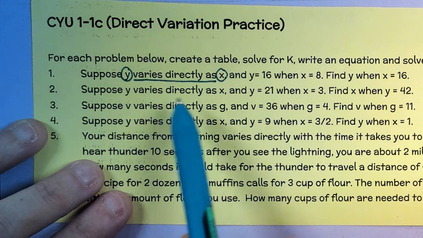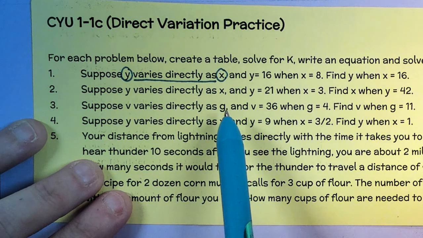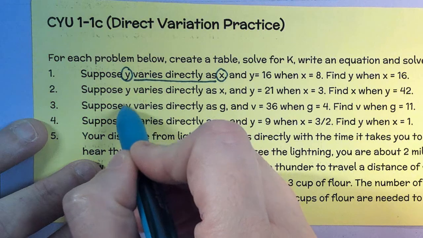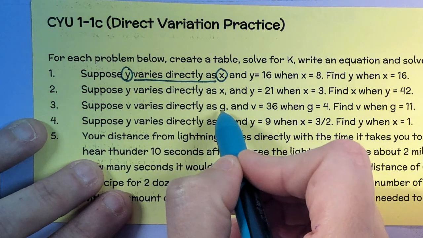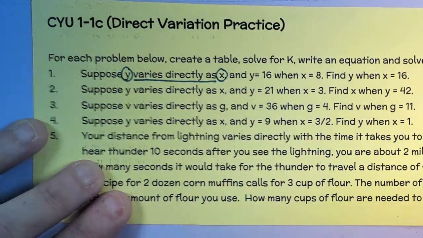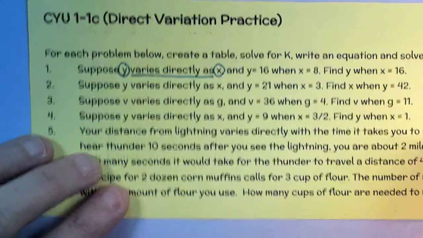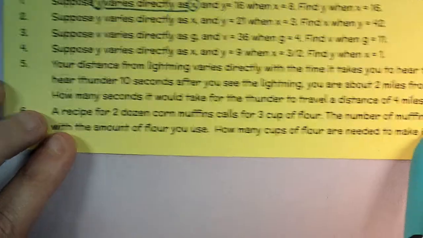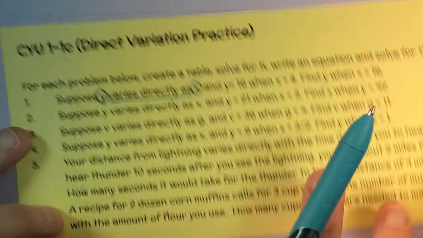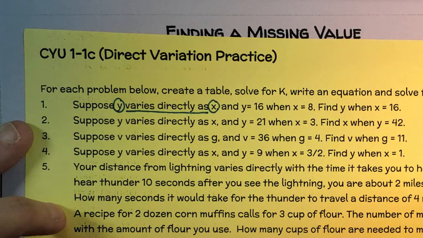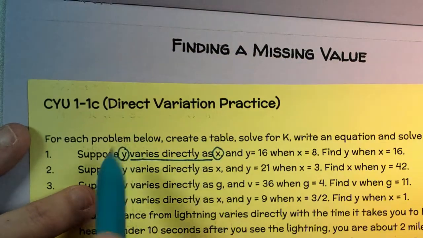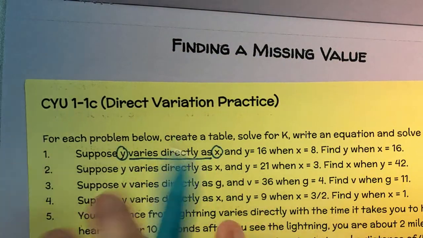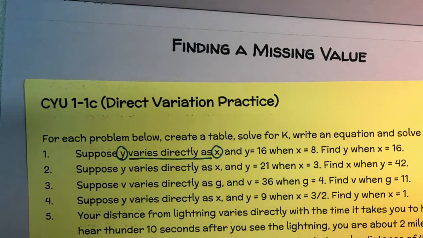It says suppose V varies directly as G. Well, this is going to go in my Y. That's going to go where my X goes. Do you see what I'm saying? So knowing when they give me weird letters or when they give me, the number of muffins varies directly with the amount of flour you use. Like, I don't even have any letters at all. So it is really important that I identify what's in front and what's behind this phrase because Y comes first and then X comes after.